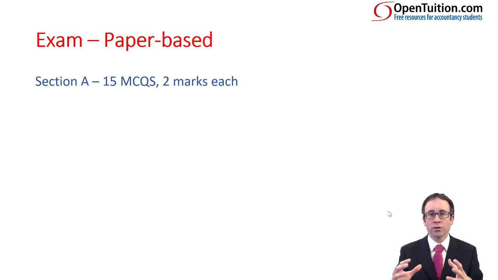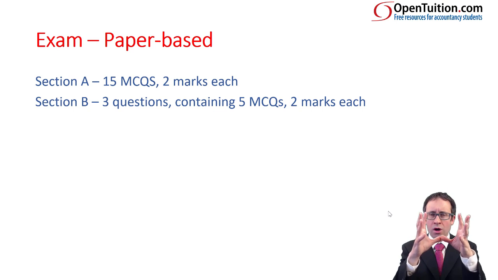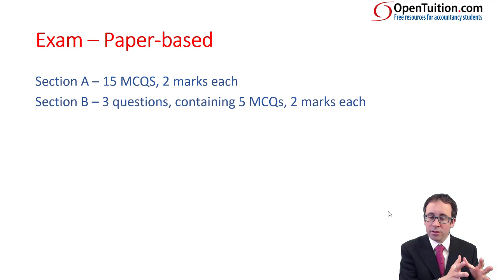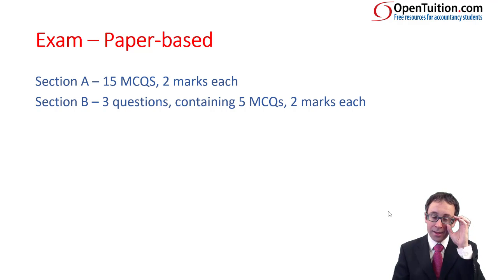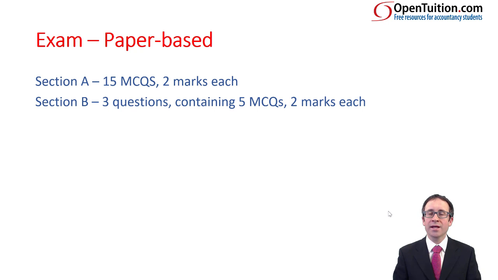Don't cut corners. Section B, there are 3 questions, each one focusing on a particular area of the syllabus. So you could get a question that focuses on, say, PPE, another that focuses on revenue, and then another that focuses on leases. Each of those 3 questions has 5 multiple choice questions within it, all linked to the same scenario or maybe a slight advancement on that scenario, and each is worth 2 marks. So 3 questions, 5 MCQs each, that's 15 questions at 2 marks, so again 30 marks in section B.